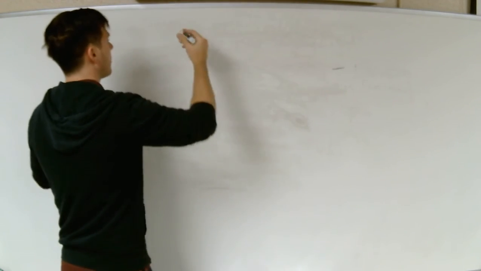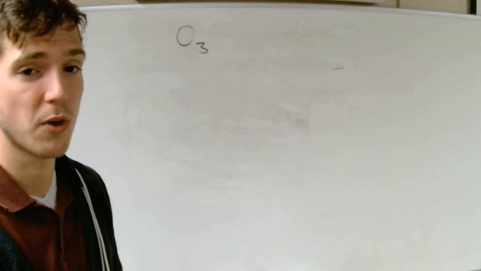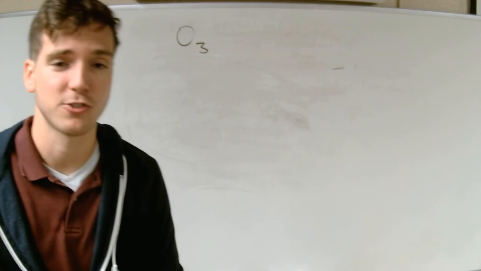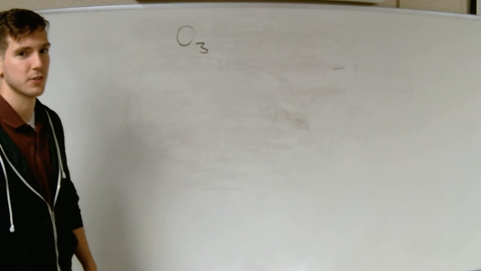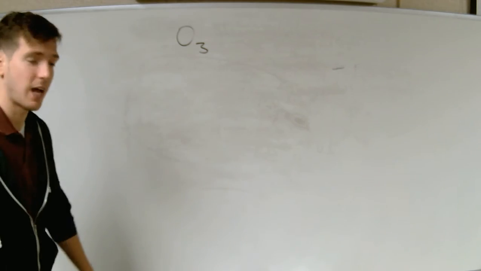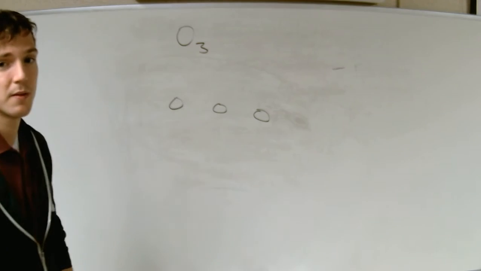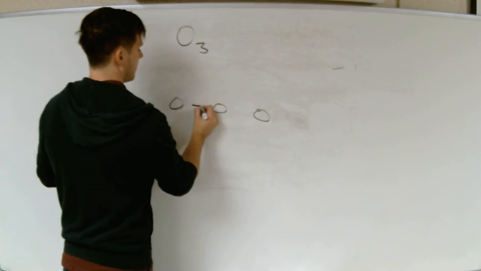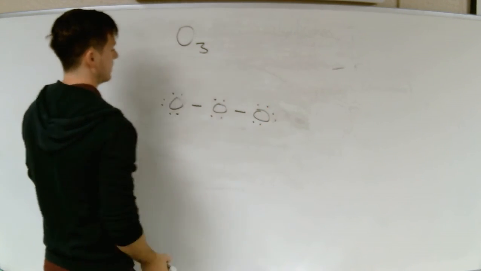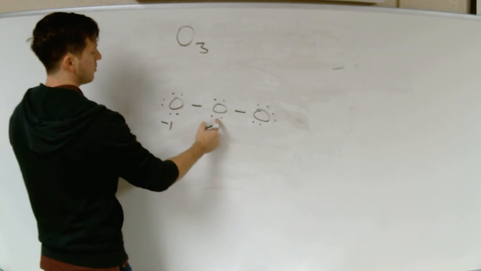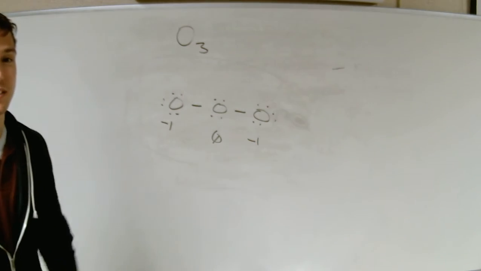So go ahead and try O3, which is ozone. Give that a shot, hit pause, try it on your own, and I will show you the actual formal charge for this guy. So, it's just 3 oxygens in a row. If we started out with single bonds on each one, we'd have -1 here, 1, 2, 3, 4, 5, 6. We'd have 0 here, and we'd have -1 here. That's a -2 overall formal charge.